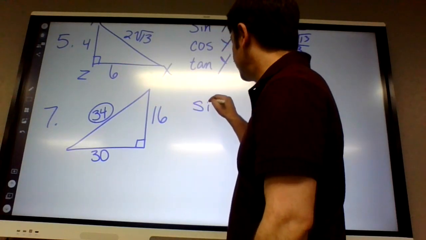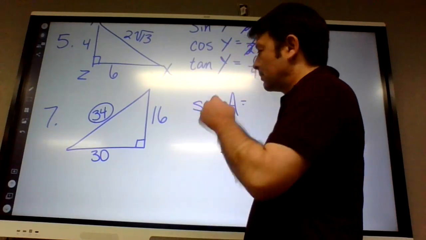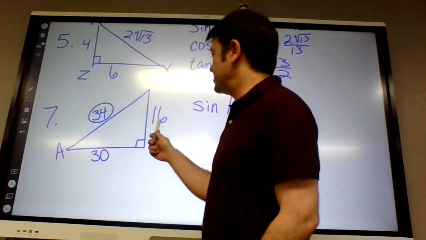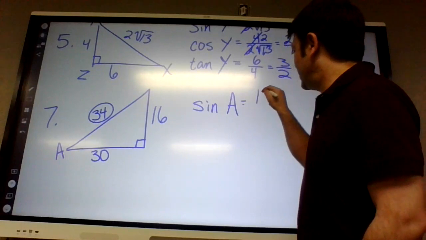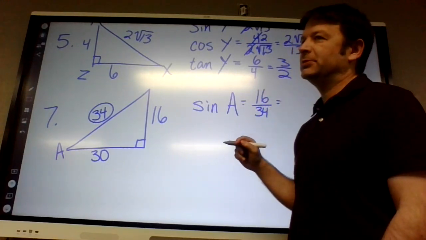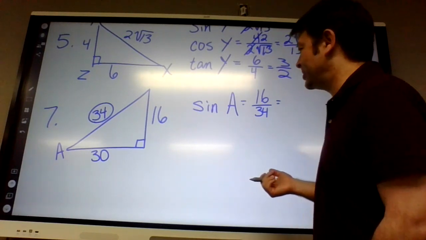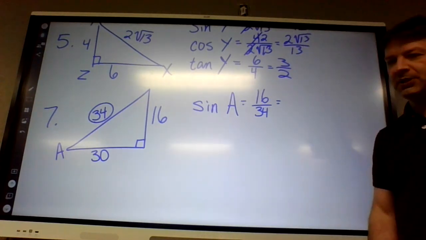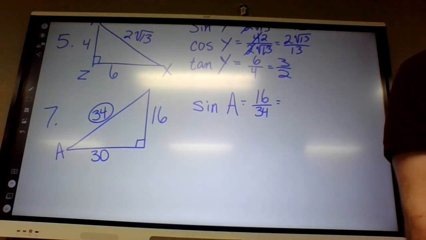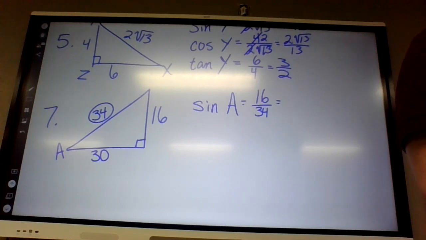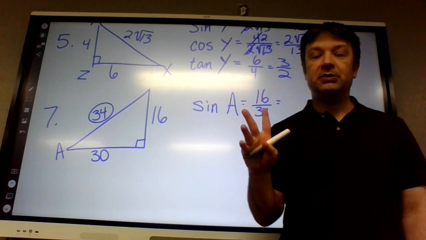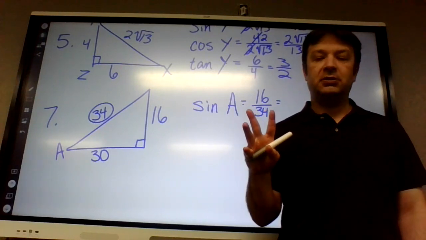Sine of A. 16. Okay, angle A was down in this corner again. So sine is going to be 16 over 34. They did say they wanted a decimal approximation though, which is what your calculator would normally spit out. So what's 16 over 34 as a decimal? 0.47. Well, the directions say rounded to the fourth decimal place. 0.4706.